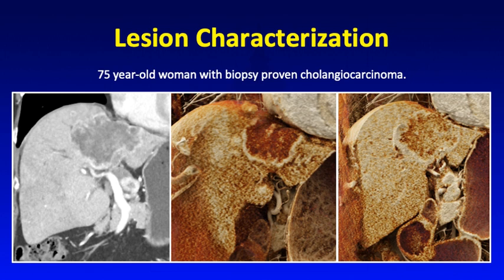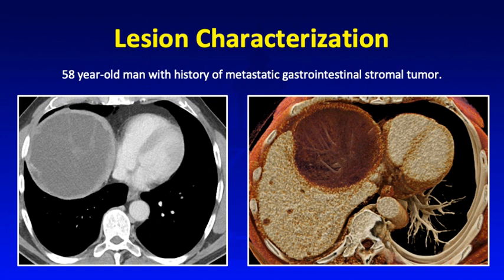And when you look at this cholangiocarcinoma, again with the cinematic rendering, you can really appreciate how heterogeneous the lesion is and know that this is a more aggressive lesion rather than a hemangioma. And this technique really accentuates the internal architecture of cystic lesions.